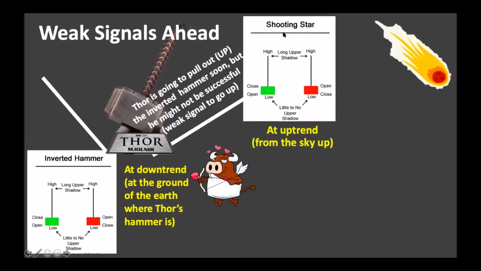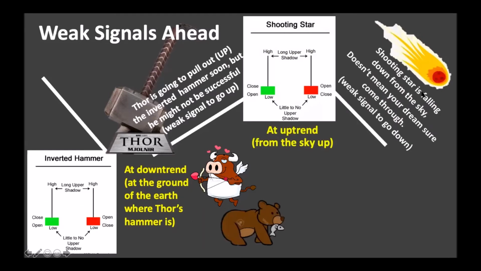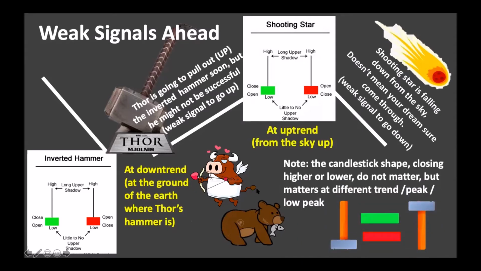If it's on the top, they call it a shooting star. Just imagine the shooting star is falling down from the sky, but that doesn't mean your dream show will come true. So it's a weak signal to go down. Again, it doesn't matter whether it's an inverted hammer or a shooting star, hammer or inverted hammer, whether it's green or red color, closing at the higher price or lower price.